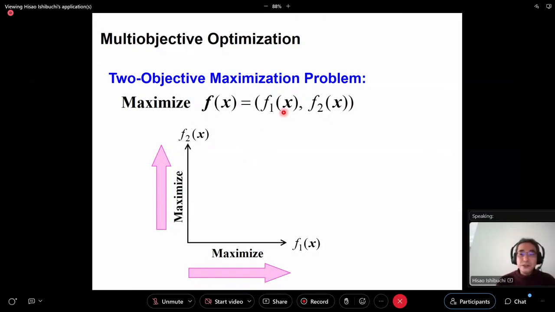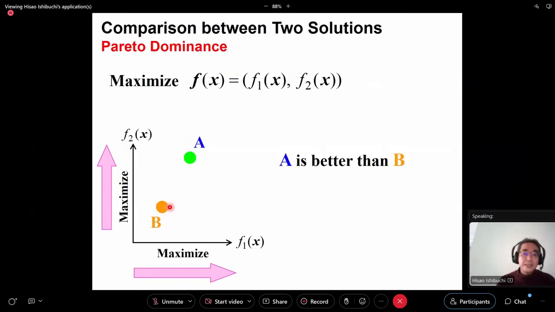Here, we have two objectives to be maximized. One is the maximization of f1(x). This is the first objective. And the other is the maximization of f2(x). This is the second objective. When we have two solutions, A and B, in this objective space, it is very clear that A is a better solution than solution B. This is because A is better than B for f1(x), and A is better than B for f2(x). So for the maximization problem of f1(x) and f2(x), A is clearly better than B. This is a very simple idea for a two-objective maximization problem.